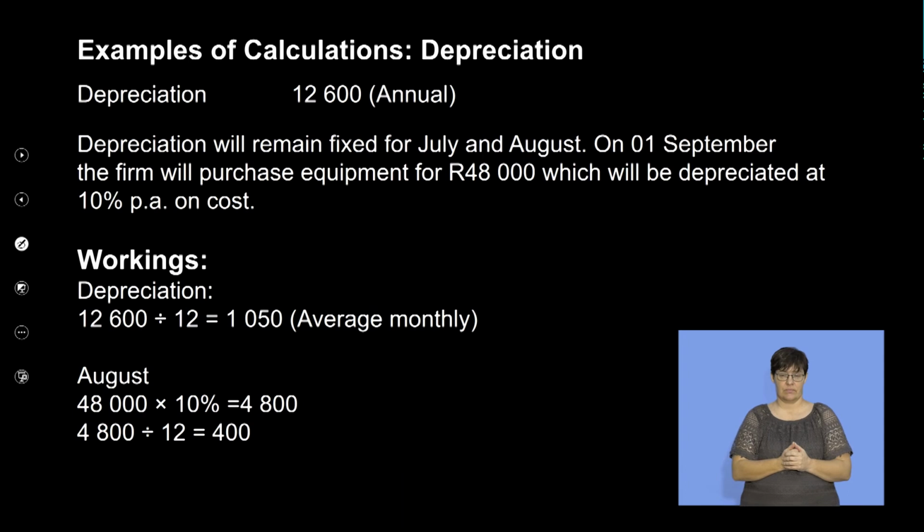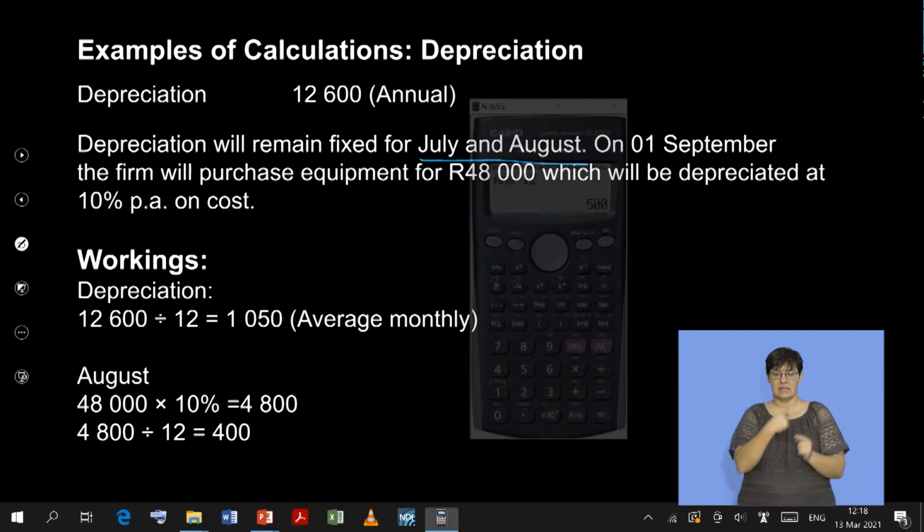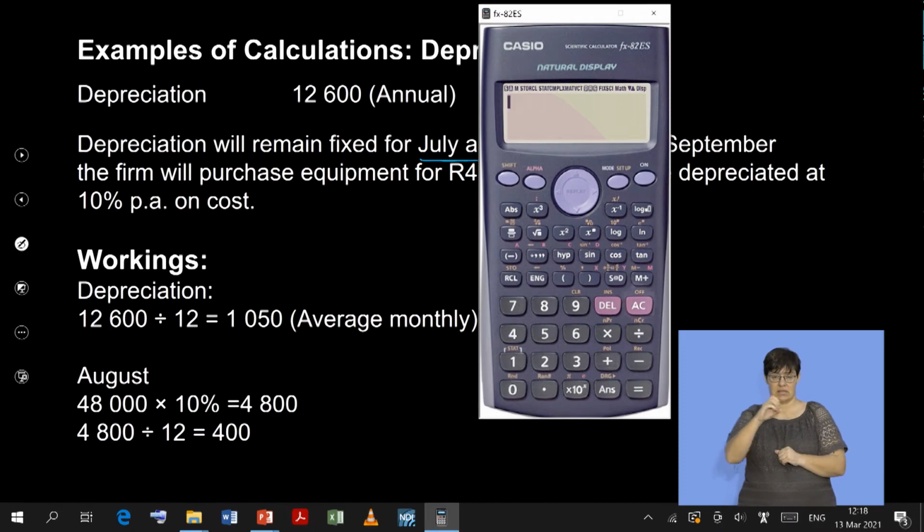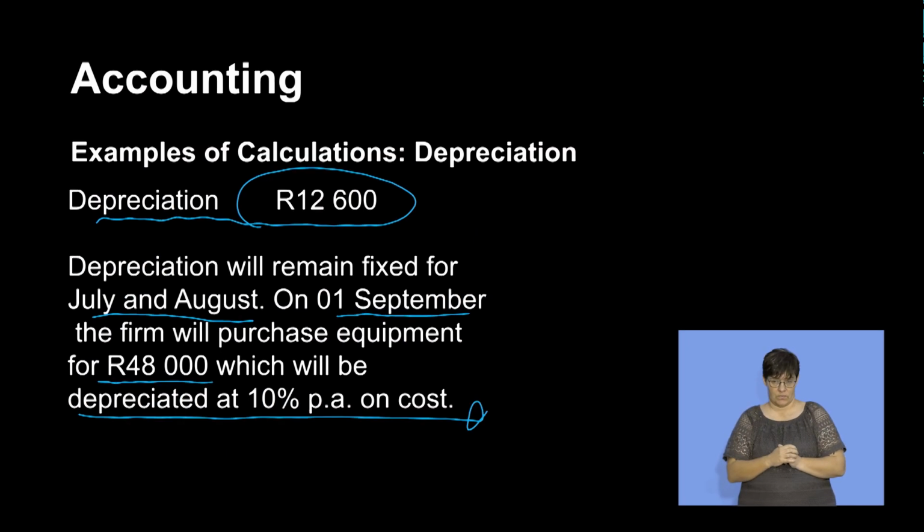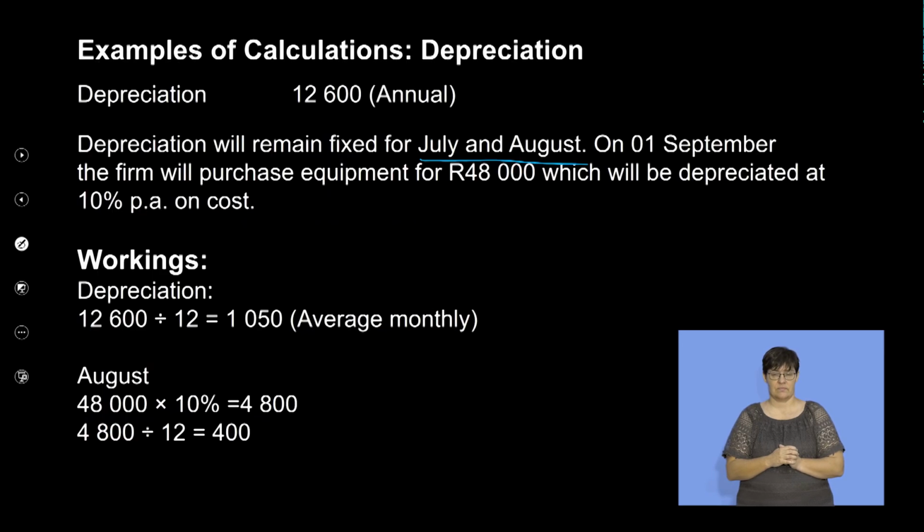Step number 1. Depreciation is fixed for July and August, right? So immediately what I say, take my calculator and say 12,600 divide by 12 will give you a figure of 1050. That is the average per month. 12,600 divided by 12.